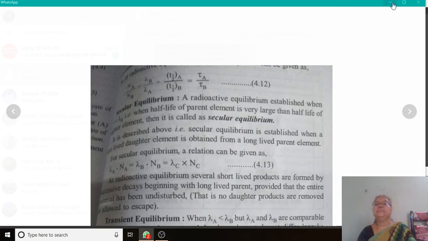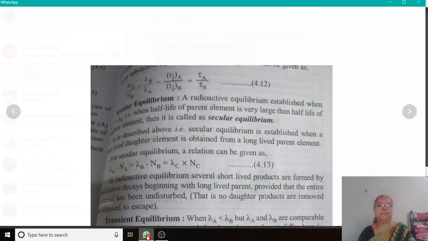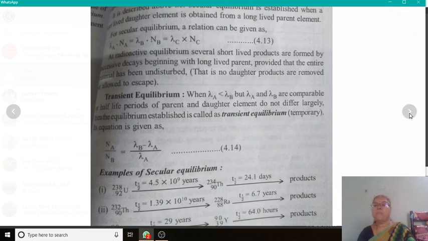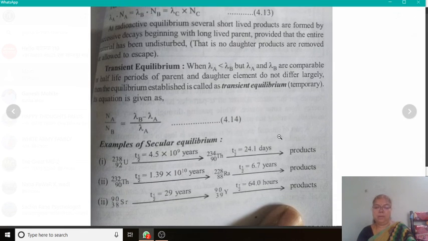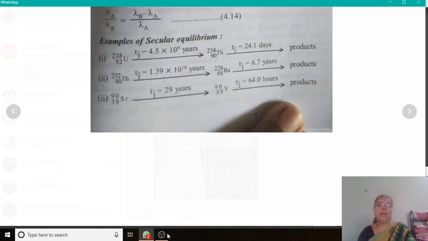Later on we will see the Geiger-Nuttall relation.